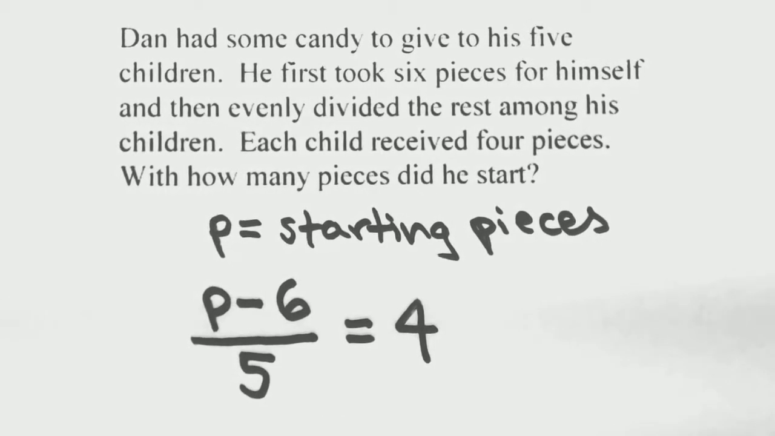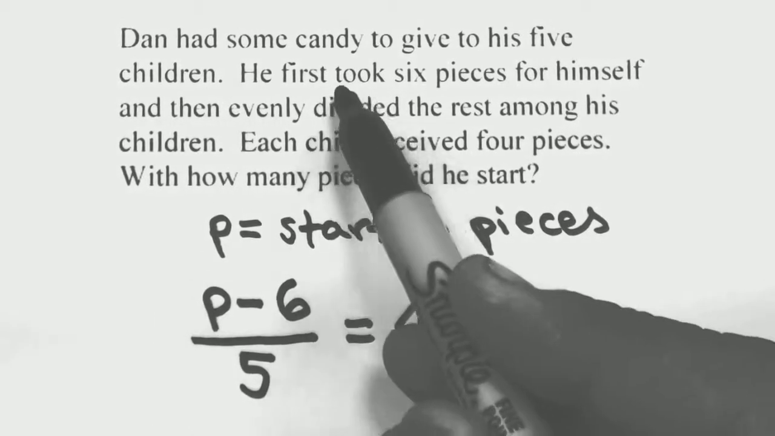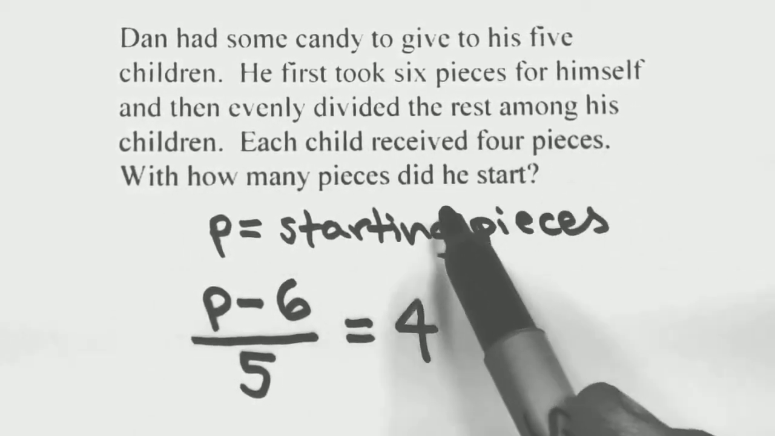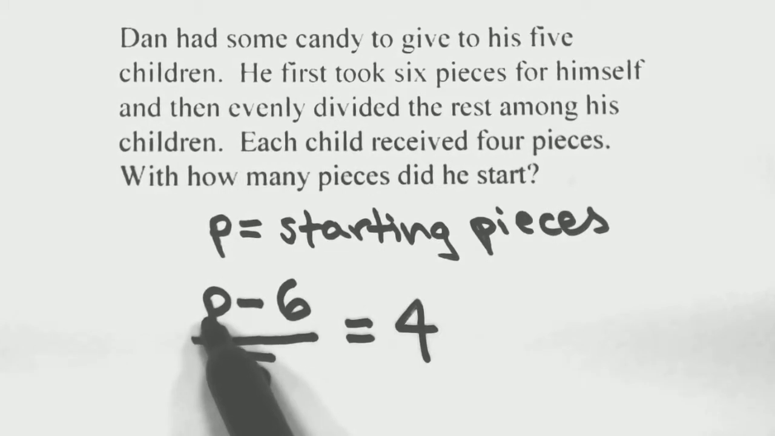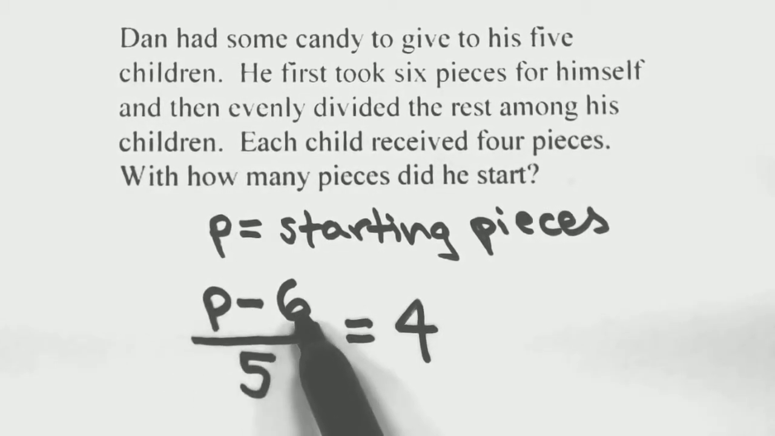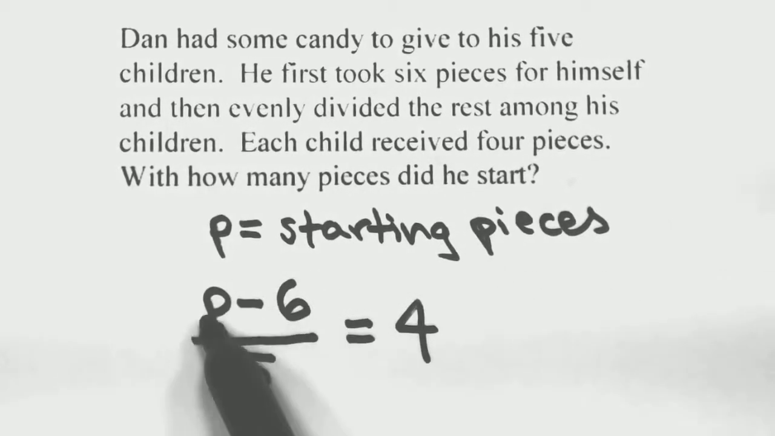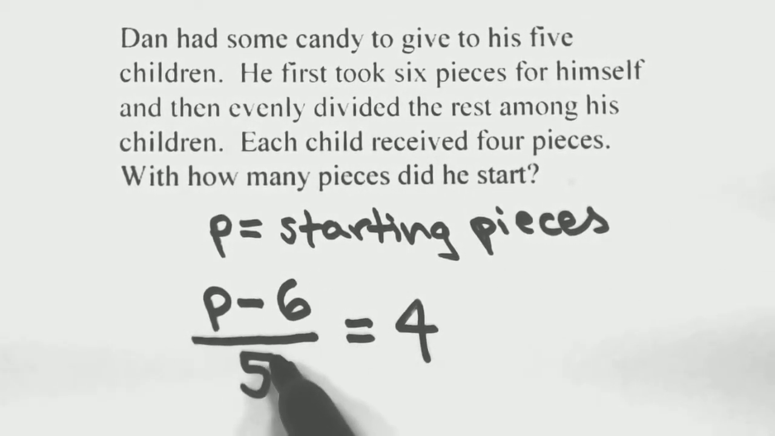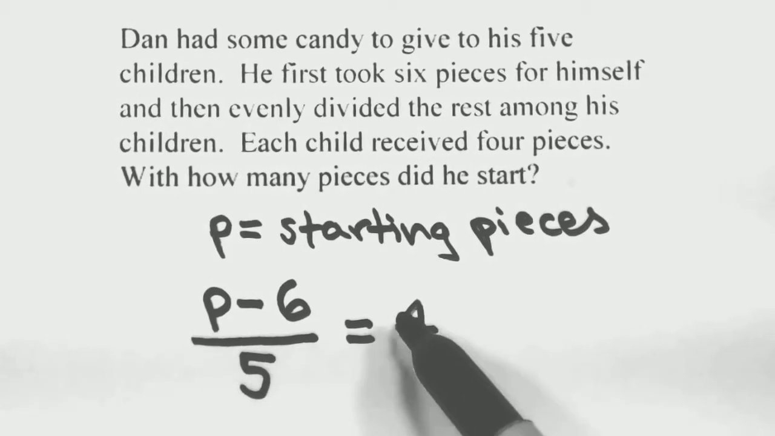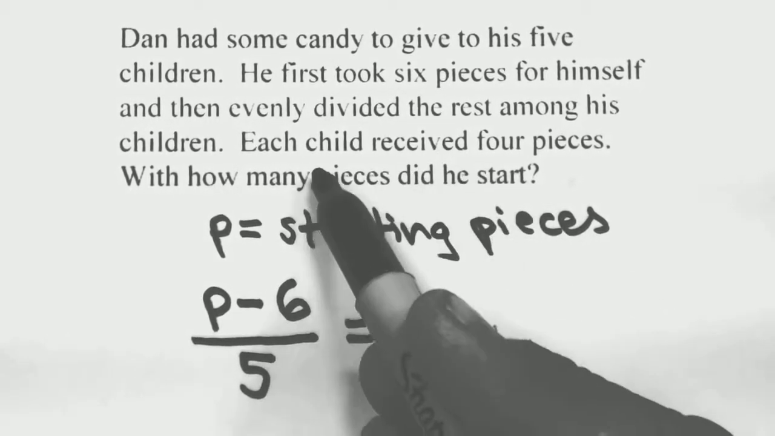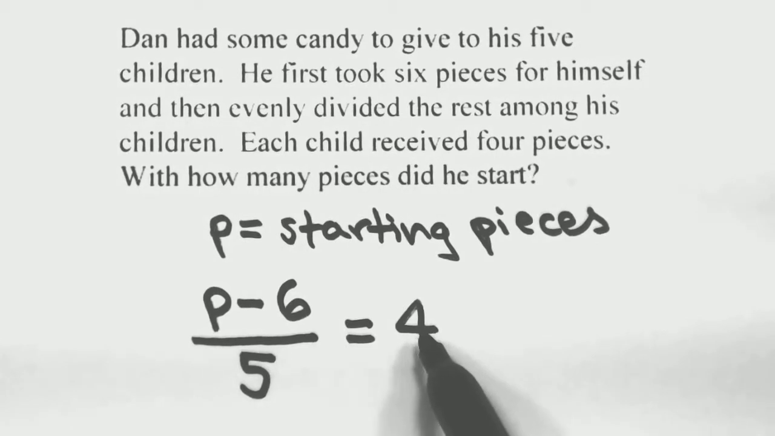Okay, let's go back and take a look at how we set this up. It said that he first took 6 pieces for himself. So if we use P for the number of pieces he had to begin with, we had to reduce that by 6 to see how many he had left to spread out to his children. Well, how many total children did he have? 5 of them. So this total number of pieces had to then be divided by 5. And they tell us then that after he did all of that, each one of the children got 4 pieces, so that's why we set it equal to 4.